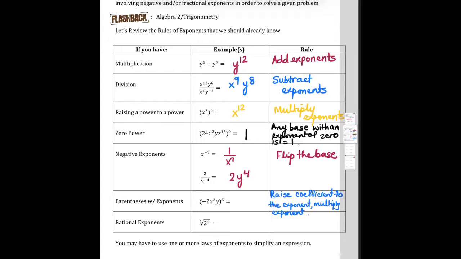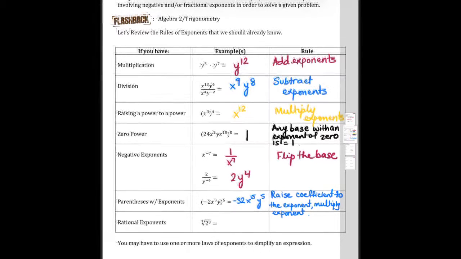Okay, so the next one is a combination of, I would say, multiplication and raising a power to power, which is the product rule and the power rule. Basically, I wrote the rule here: raise coefficient to the exponent and then multiply the exponents. So my exponent here is 5 and I'm going to raise it to everything. So it will be negative 2 to the 5th is negative 32, x to the 3rd to the 5th is x to the 15th, and y to the 1st to the 5th is y to the 5th. So that's what it is.